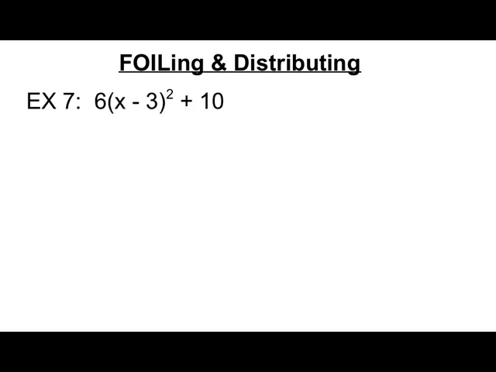Let's take another vertex form and make it into standard form. So when I look at this, I see 6 times the quantity x minus 3, quantity squared, plus 10. So step 1, I'm going to write that out twice, noticing I'm not distributing, because x minus 3 squared means x minus 3 times x minus 3. It doesn't just mean you square both numbers.